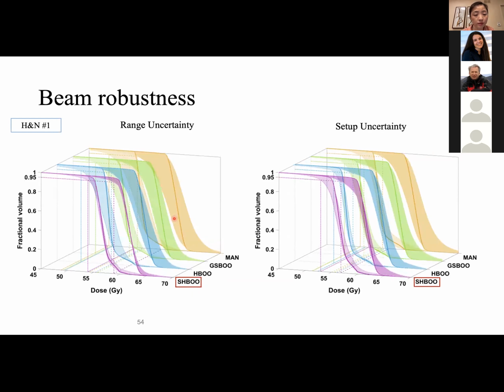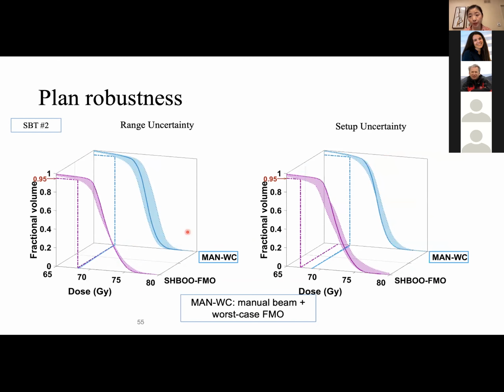And here is another beam robustness result for the head neck patient. We also see a much narrower band using our method for this patient compared with manually selected beams. That was how robust the beam is. And now let's look at how robust the final plan is using our method versus the conventional method, which is the plan with manually selected beams and worst case FMO. We see our plan for this patient has a narrow band for this CTV and similar coverage, as shown by the reference line. And for setup uncertainty, our plan is slightly worse, but still improved from conventional non-robust plans.